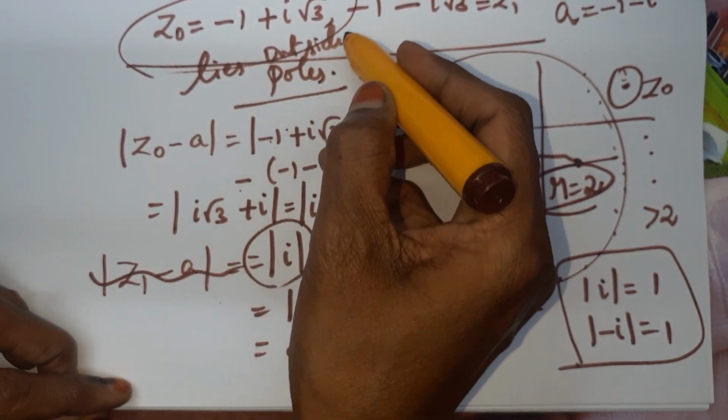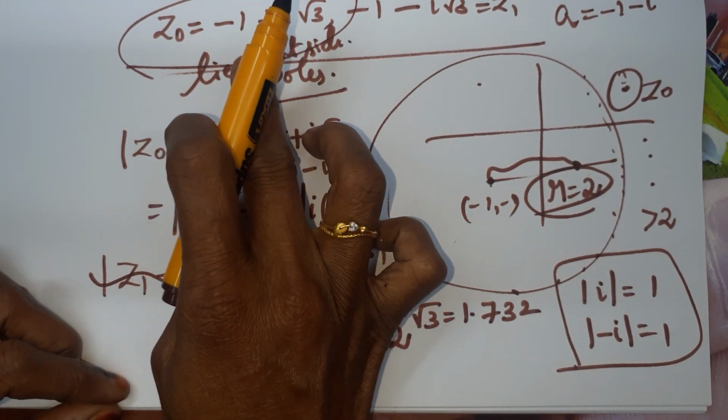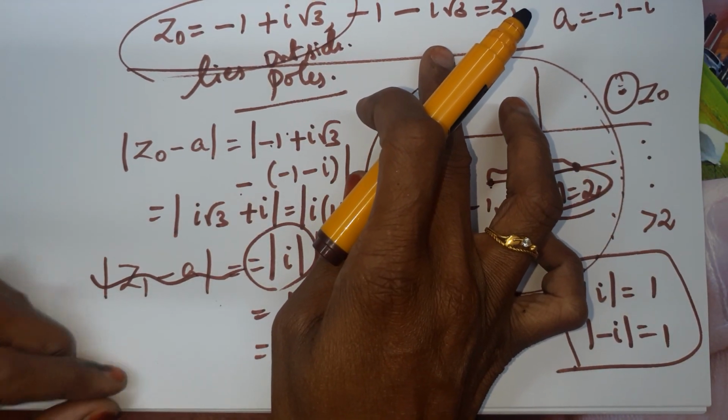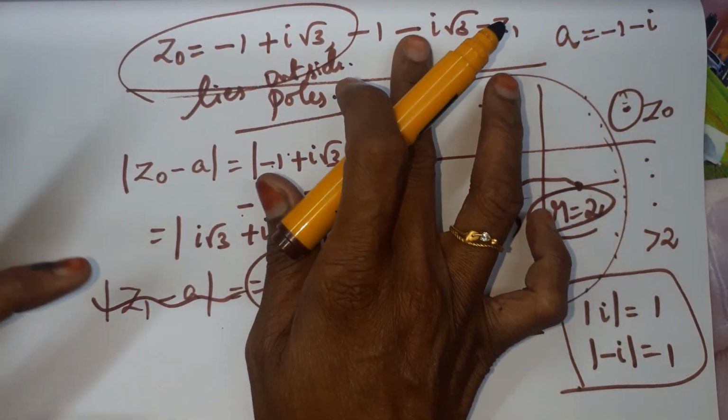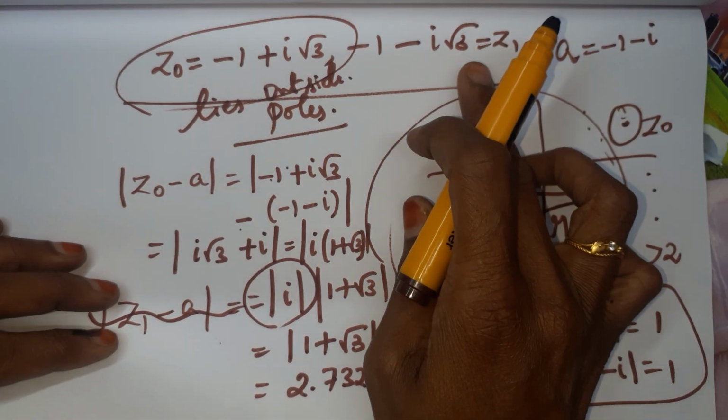So when we use the Cauchy residue theorem, there is no need to calculate the residue for this pole. No need to calculate for this pole, only for z1, if it lies inside. So let me check whether this z1 is lying inside or outside.